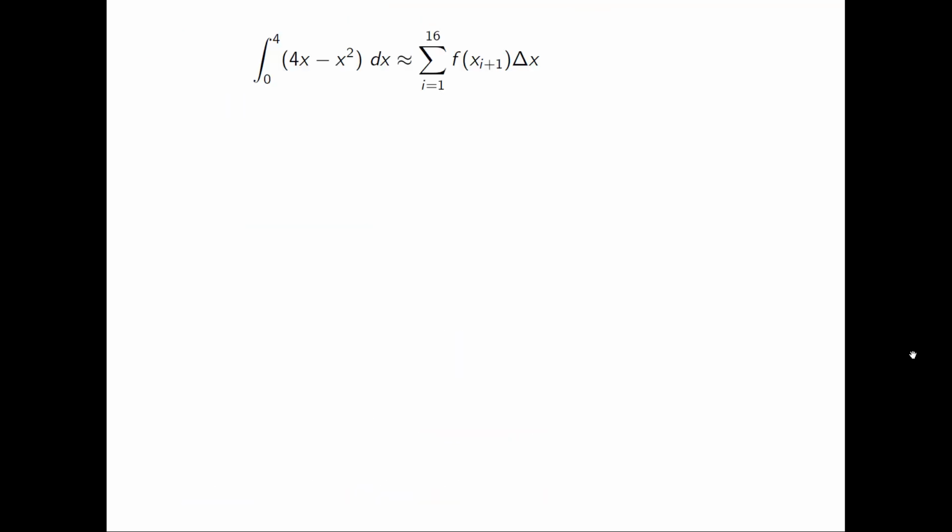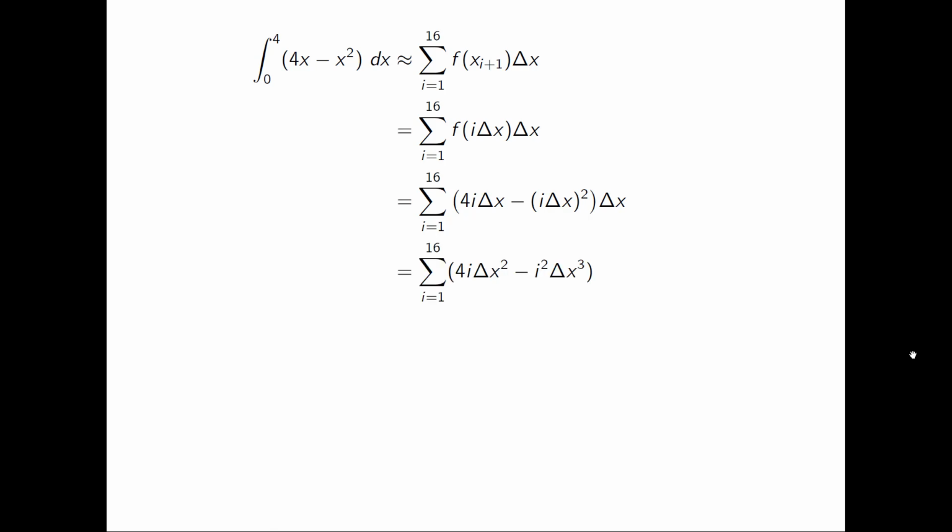So we've said that the integral here is approximately equal to the sum from i equals 1 to 16 of f of x_{i+1} times delta x. But if you recall from the previous slide, we saw that x_{i+1} is just i delta x, so we can substitute in there. Then we can apply what the function is. This is f of i delta x, and applying what the function is, which is 4x minus x squared, we get this. We can distribute this delta x now, so we get a delta x squared, and in here we had a delta x squared, so we get a delta x cubed here.